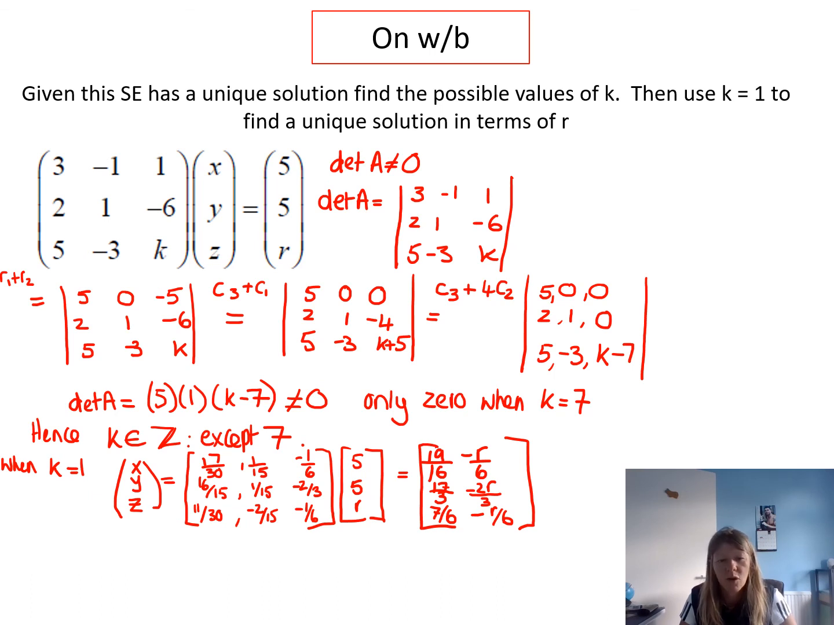Told you to use k as 1. If you use k as 1, use your calculator for finding A inverse and this. It comes out as that rather nasty looking answer because there was an R there.